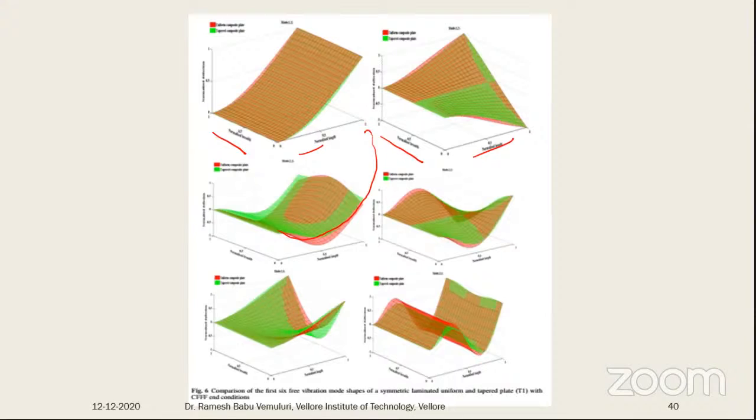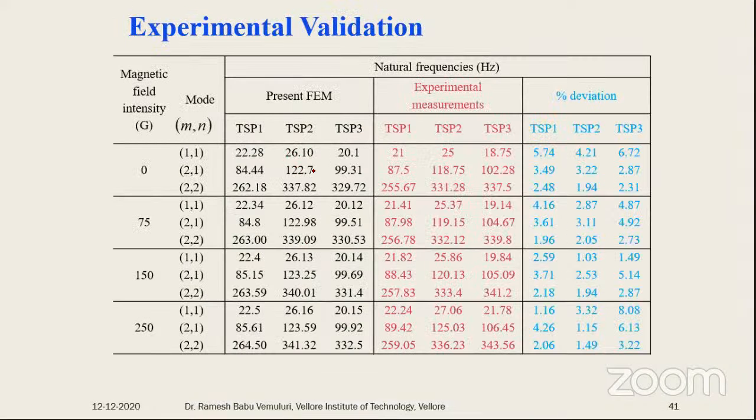That combination is the comparison of the first 6 free vibration modes of a symmetrically laminated uniform plate and the tapered plates. So uniform plate and the tapered plate with the clamped-free specimen. The red color one is the uniform one, and the green color one is the tapered one. Then experimental results. These are 3 different configurations.